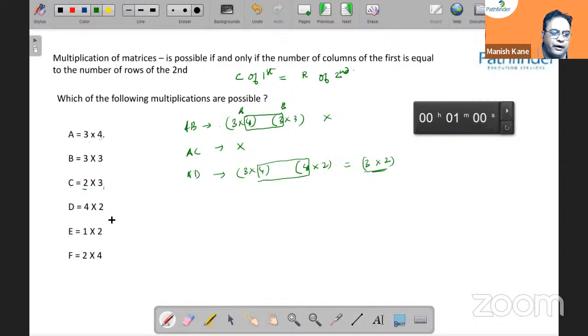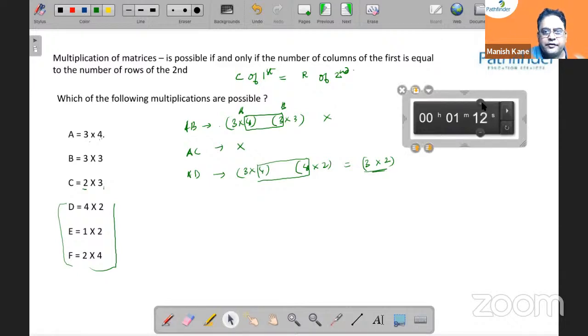Now, can you tell me out of D, E, F, anybody who can tell me in even less than 1 minute, in 30 seconds, which of the multiplications in D, E, F is possible? In fact, in 20 seconds only. Can somebody tell me out of D, E, F, which multiplications are possible? Anybody who can tell me?